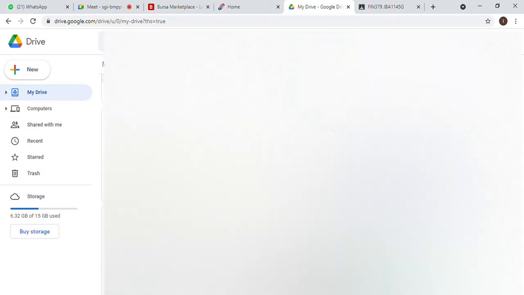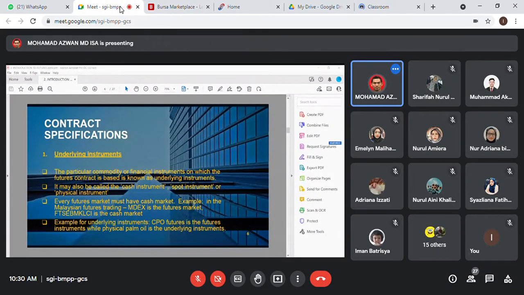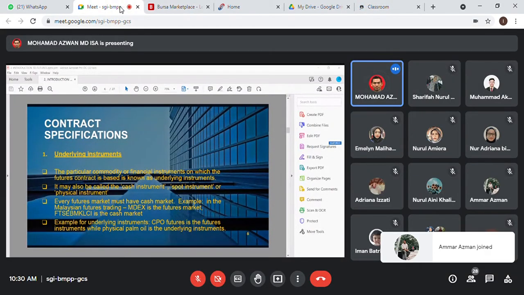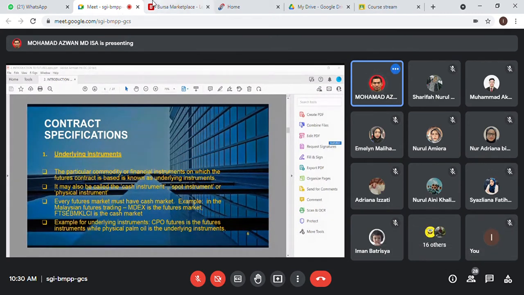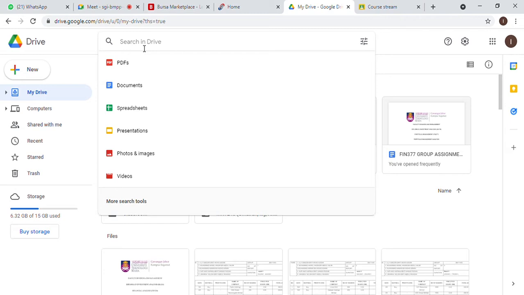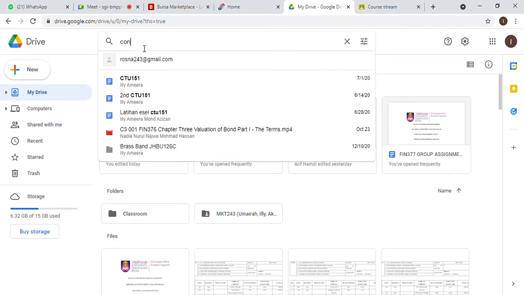Okay, so FCPO is a derivative market, and then CPO is the cash market or physical market. Okay. Ammar, ada Ammar? Yes, sir. What is the underlying instrument for FKLI? Saya baru masuk, sir. Okay.